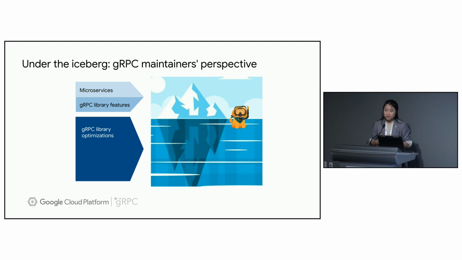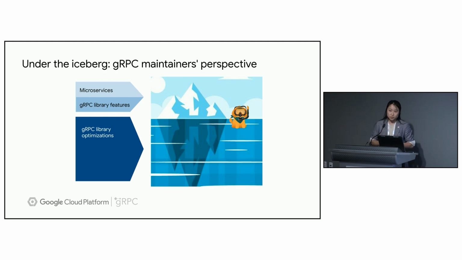So because of that, from the library maintainer's point of view, we can't really provide a definitive answer on how you should optimize your service, because that depends a lot on your particular situation. Instead, what we focus on as maintainers is we strive to build an RPC library that's both feature-rich and performant for as many of those use cases out there as possible.